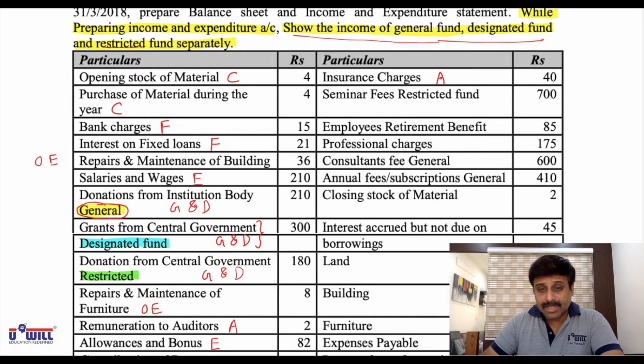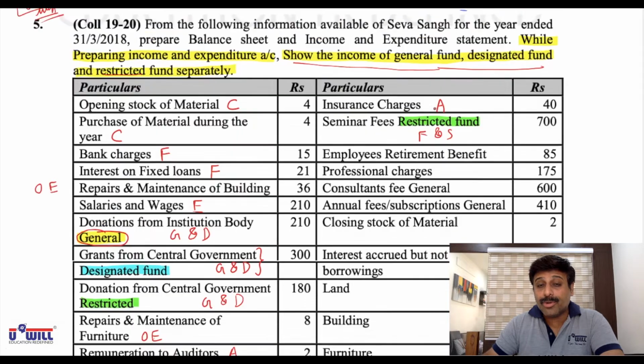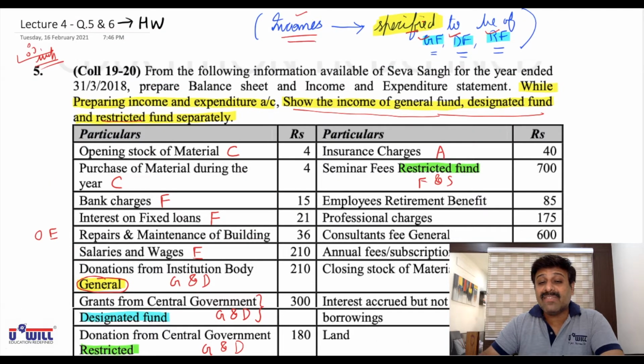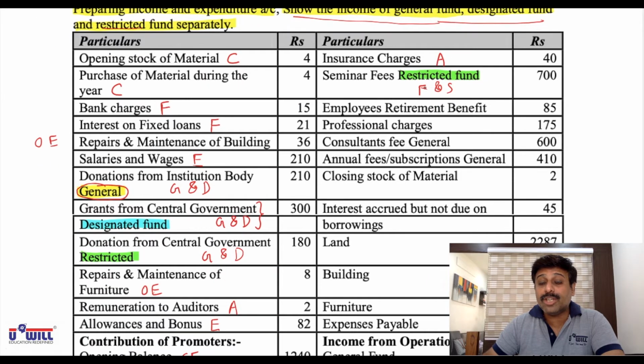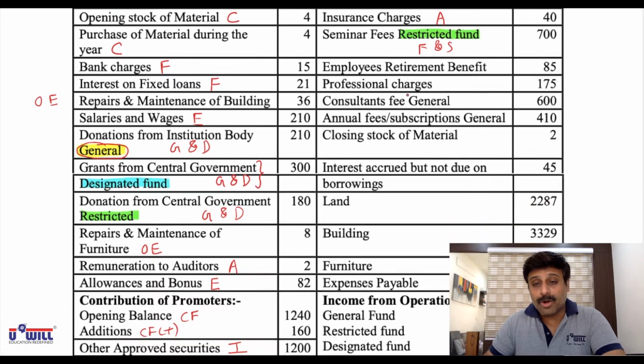Insurance charges, administrative expense. Now see again, seminar fees, restricted fund, so I highlighted in green, restricted fund. Seminar fees will come in fees and subscriptions. I told you incomes are specifically mentioned to be general or designated or restricted. This income is mentioned to be of restricted fund. In such situation, we have to make it in columnar form.